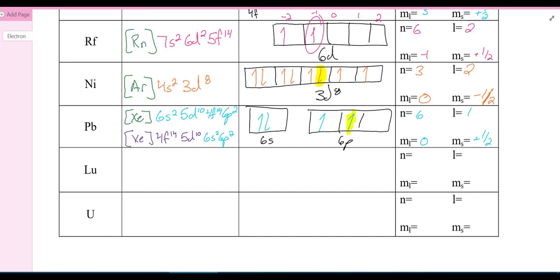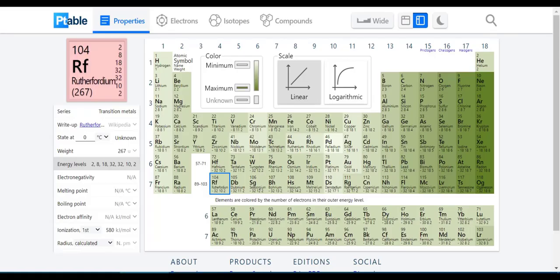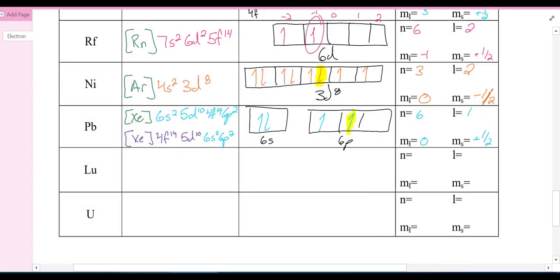Alright. So in the last two here, lutetium. Where's lutetium at? Well, it's way down here. Okay. So we have xenon, and then we're going to have 6s2, 5d1, 4f14. Alright. There we go.